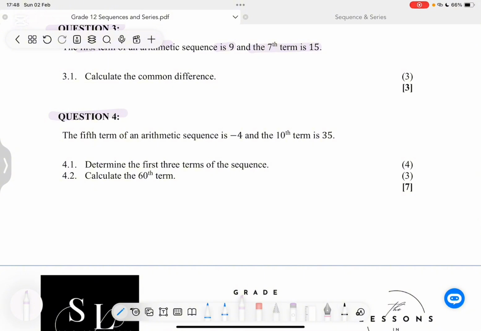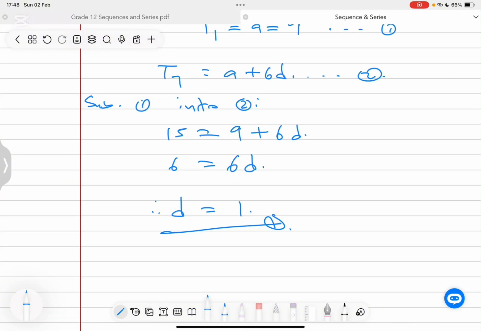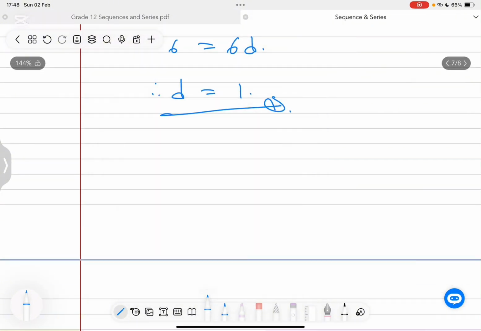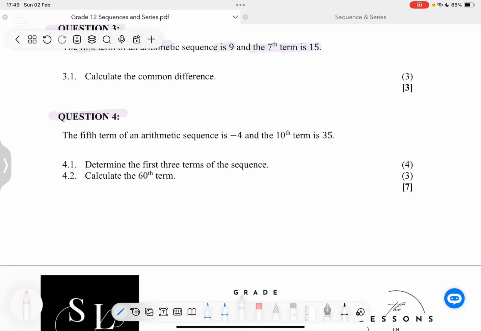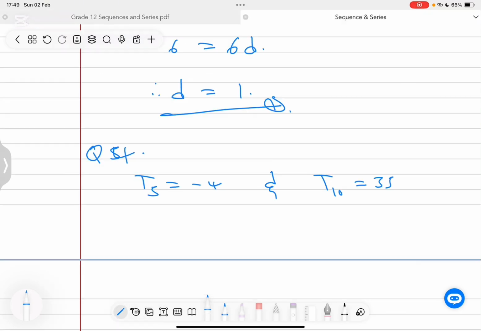Now, question 4 says the fifth term of an arithmetic sequence is equal to -4, and the 10th term is equal to 35. So here we are on question 4, and we are told that the fifth term is a = -4, and the 10th term is a = 35. Now, the first question says 4.1, determine the first 3 terms of the sequence. So they are actually asking us to construct the sequence to have the first 3 terms of the sequence.